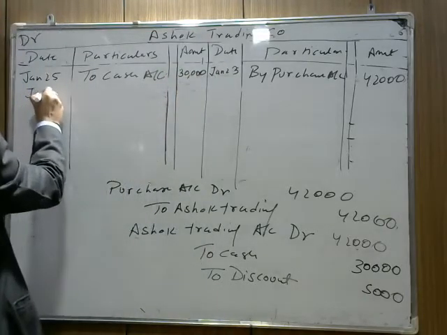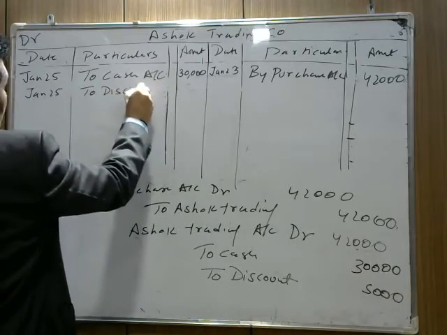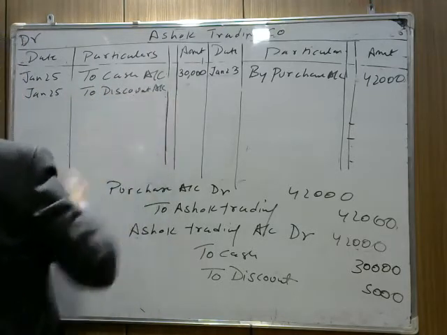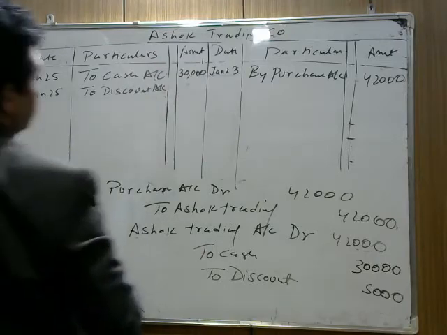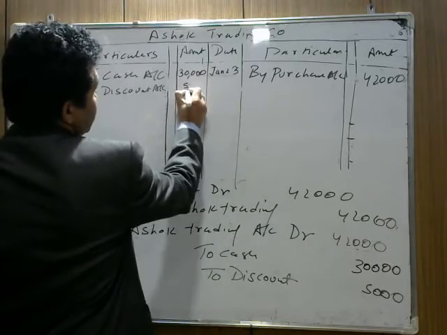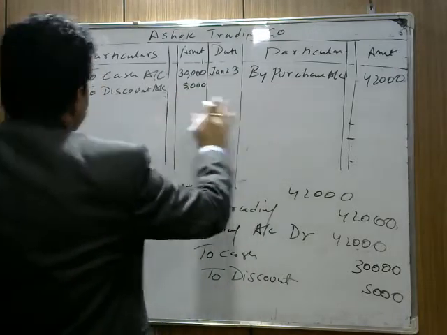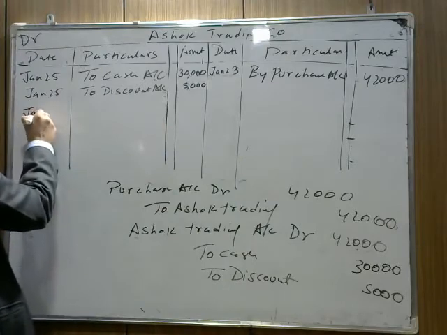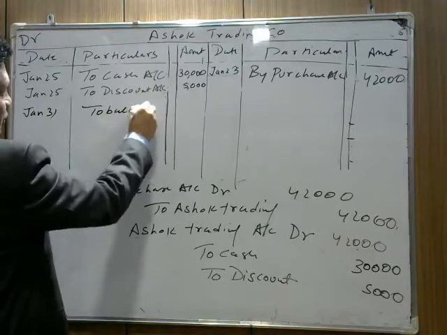On Jan 25th itself we receive a discount. We write to discount account and the amount here is we receive a discount of rupees 5,000. Now still there is some amount left we have to pay. अभी हमें इसको कुछ और पे करना है. तो on we write Jan 31st. We write to balance c/d, close on how much.